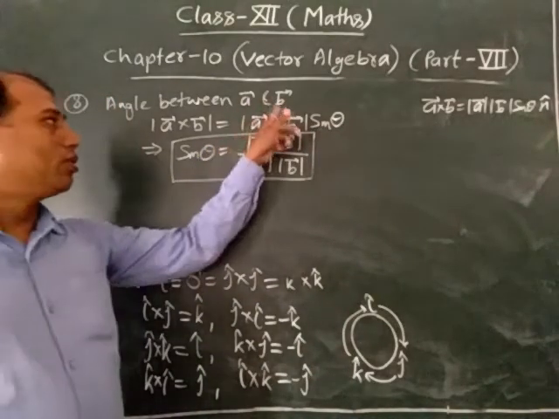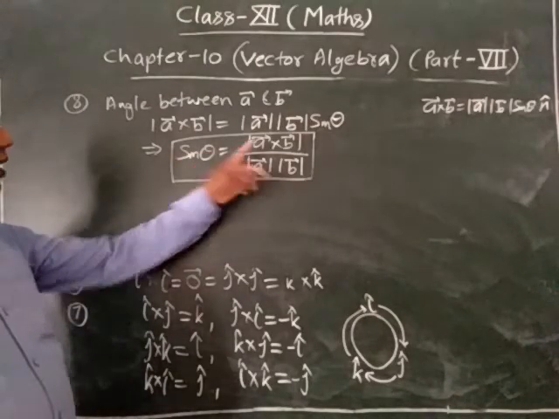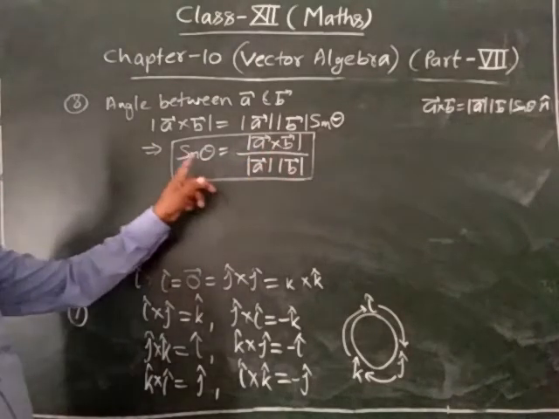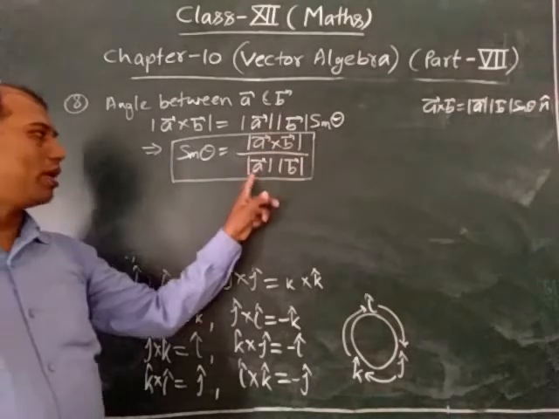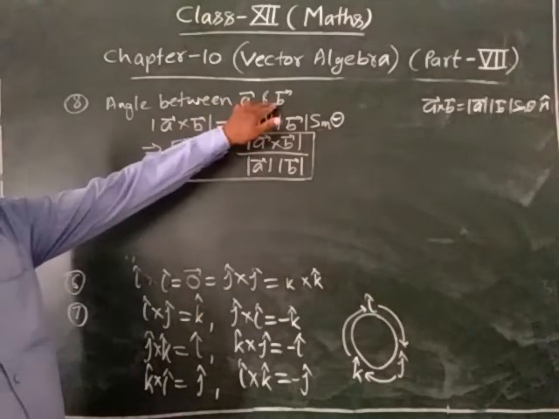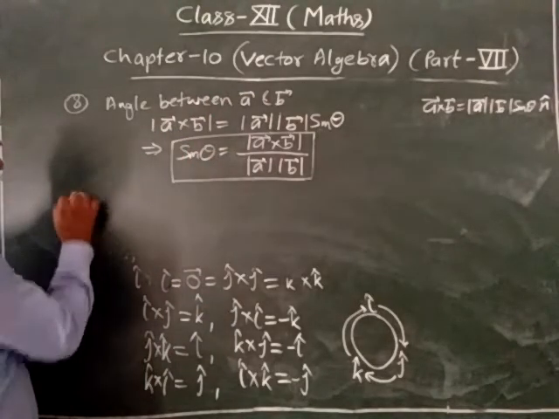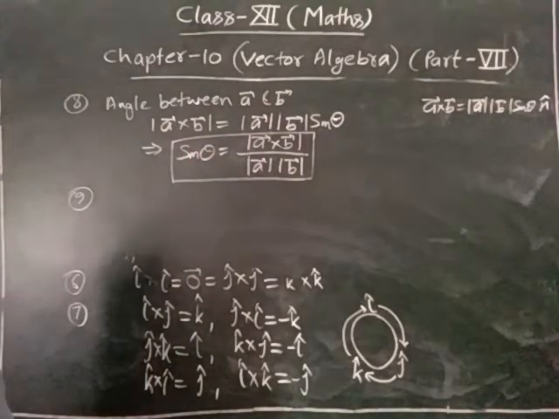From this we can also find the angle between two vectors A and B. In the previous video we wrote a formula in terms of A dot B. In that case we write cos theta equal to A dot B by mod A mod B. We can also find the angle between these two vectors by using this formula. It is clear, students?